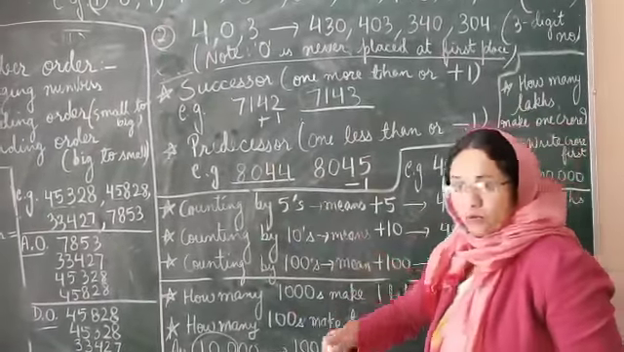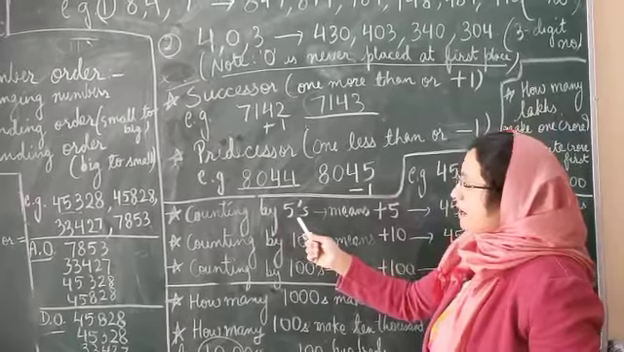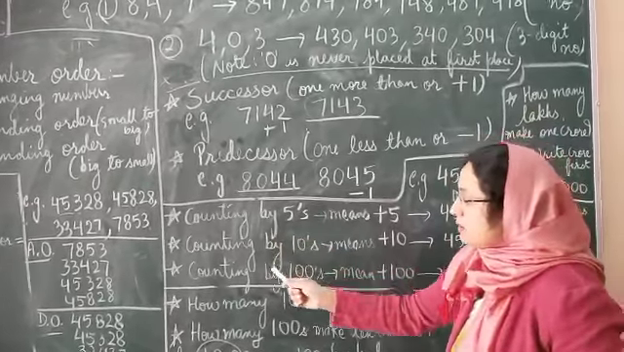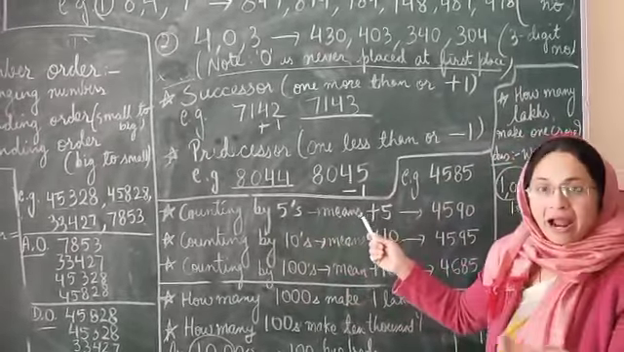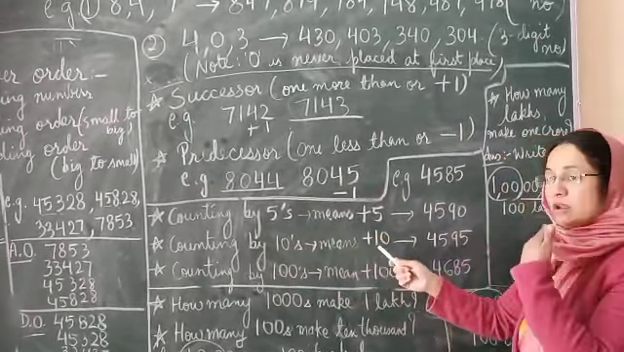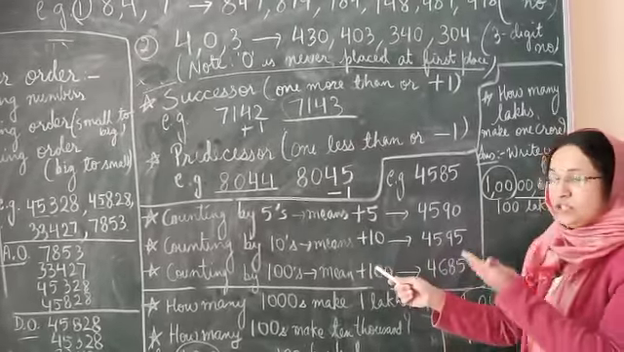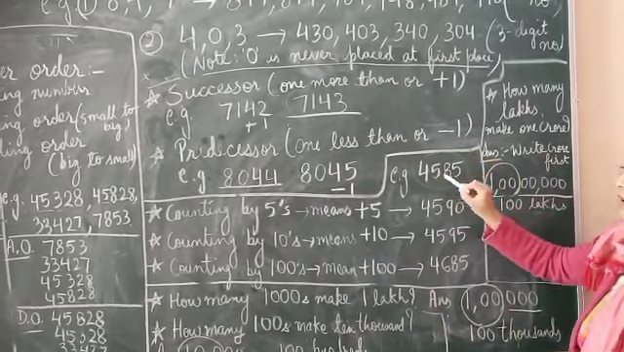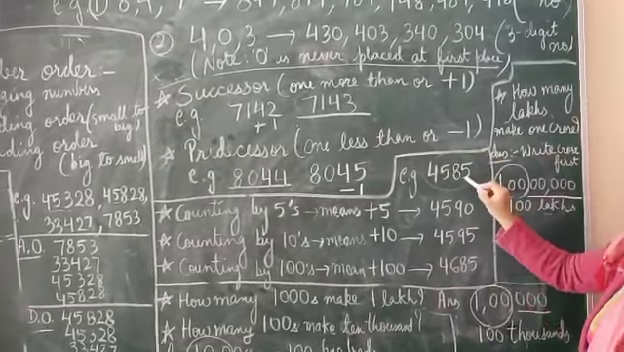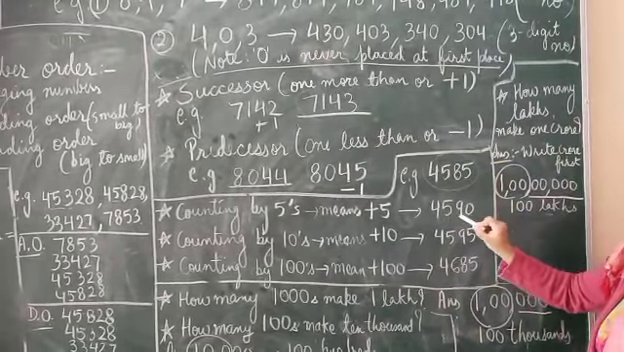Moving ahead, we have some more concepts here. Counting by 5s, counting by 10s, counting by hundreds. What does that mean? Counting by 5 means you have to add 5. Counting by 10 means you have to add 10. Counting by 100 means you have to add 100. For example, if you have one number like this, and I say count by 5 and write the next number, you will add 5 to it.